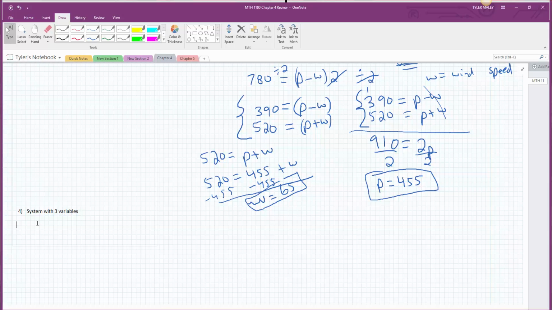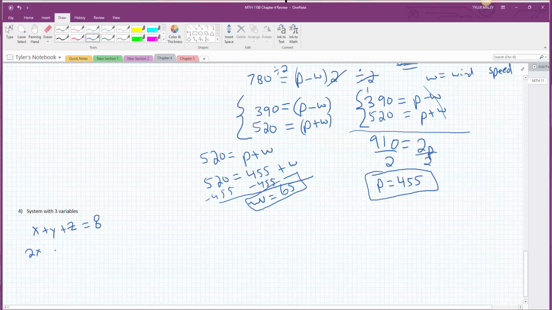Alright, so now I wanted to solve a system with 3 variables. So I picked one out. I have x plus y plus z equals 8, 2x minus y minus z equals 10, and then we have x minus 2y minus 3z equals 22. Alright, so here's my system.